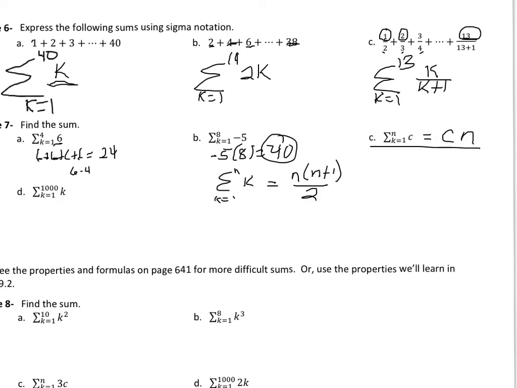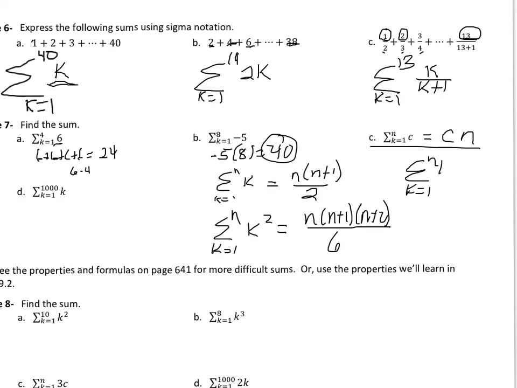Okay, so the next one we want is the sum from k equals 1 to n of k squared, and that equals n times n plus 1 times 2n plus 1 all over 6. And the last one that I want to give you for this is the sum from k equals 1 to n of k cubed. I'm going to write that down below here, and it's a lot similar to the one for k: n times n plus 1 over 2, but then we have to square it.